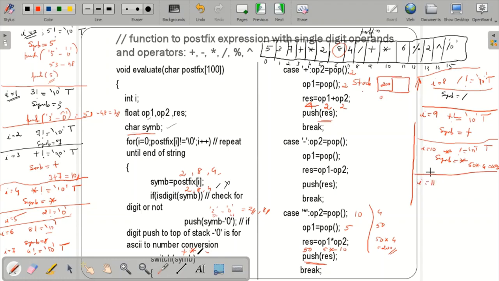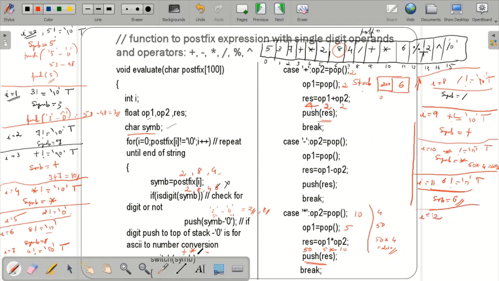In the 11th iteration I have a digit, that is 6. Yes, 6 is not equal to null character. It is true. If it is true, then sim will be having 6. When sim is equal to 6, you will compare with is digit. It is true. If it is true, push that particular 6 over here. Push that ASCII value, that is, after ASCII conversion, I am pushing the 6 over here. And switch on sim is not possible since it is an operand. So the switch statement doesn't work. I gets incremented. So I will be now 12.